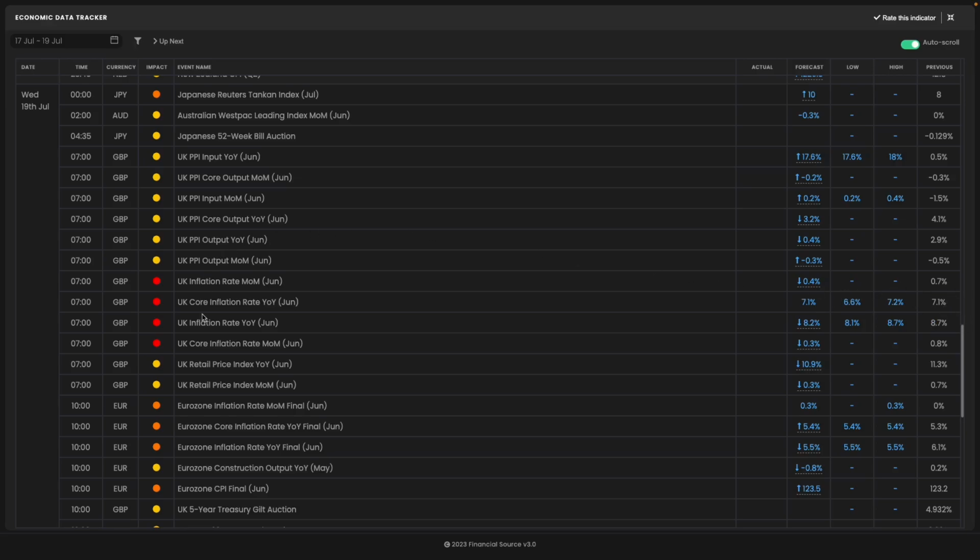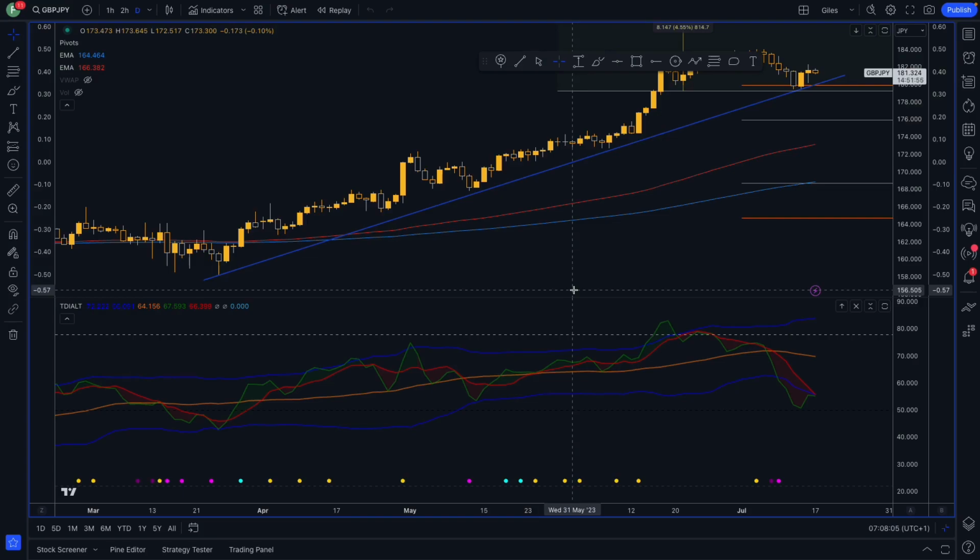Now, investors in the UK, particularly pound traders, are going to be very carefully watching this release to see how the UK is doing in its inflation battle. With the core inflation still three times above the Bank of England's 2% target, there is significant work ahead. And should the core reading dip below 6.6%, then you could potentially see some rapid pound selling.